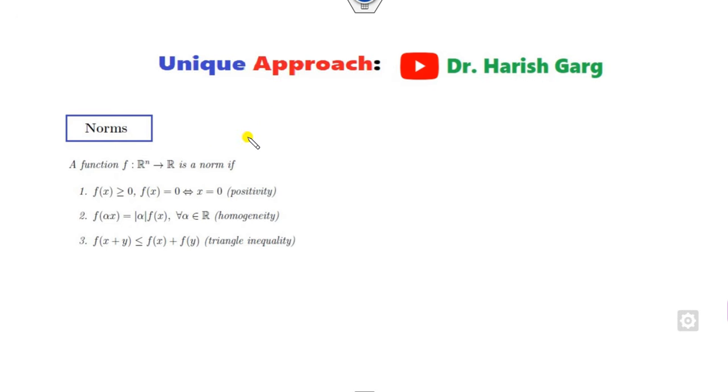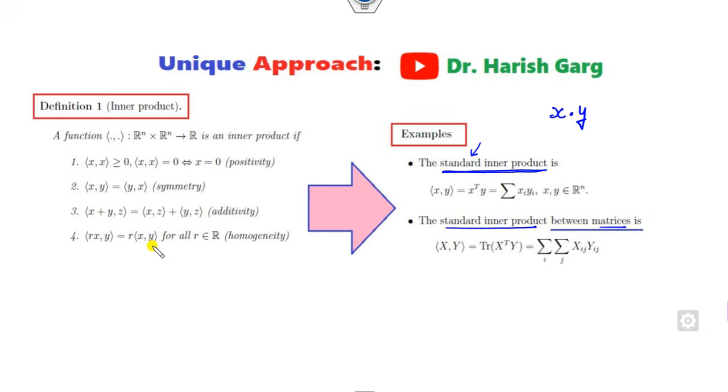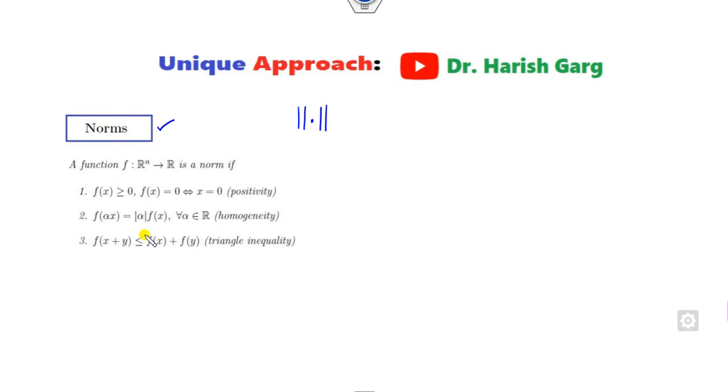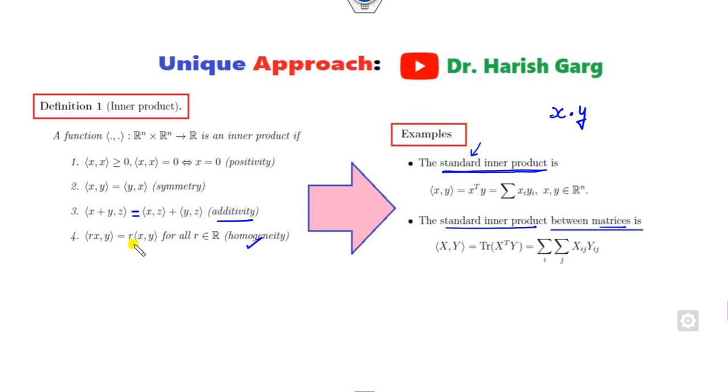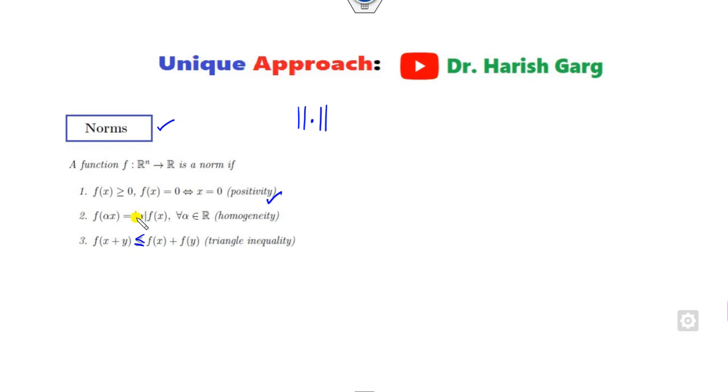Another concept: if you want to prove it's a norm, then it must satisfy these three properties, and there is a difference between them. Here the additivity is satisfied as an equality, whereas for the norm it is the triangle inequality, satisfied as an inequality. The rest, positivity and homogeneity, remain the same. Here it's r, but for the norm it's the absolute value of r.